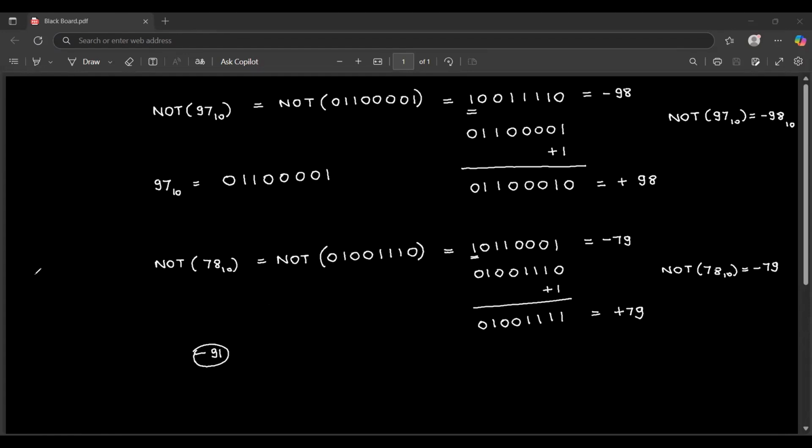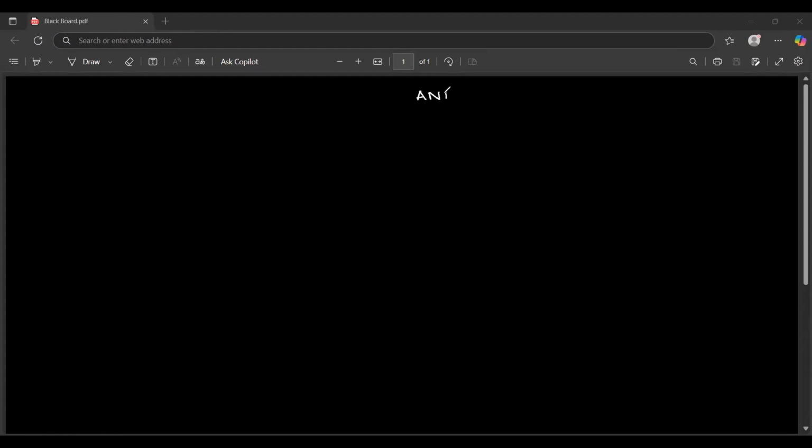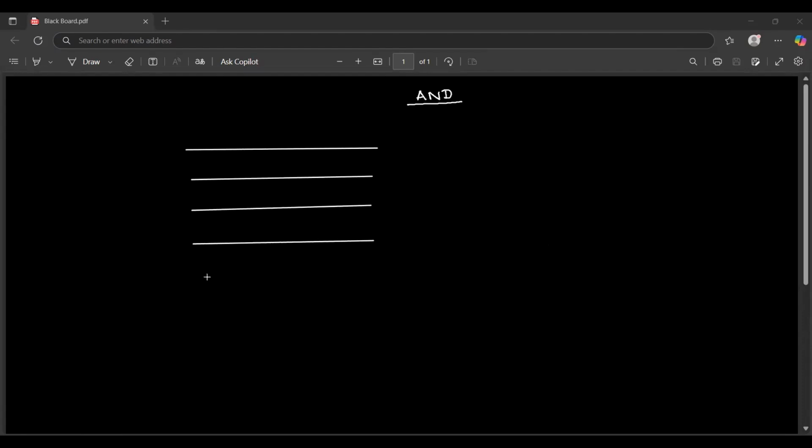Okay, now let's talk about and. And is a little bit different from not, because in not you just had one input bit. But here you need two input bits. So what this means is you have a logic table. Actually, there is a table for that. In that table we have four rows. So let's say we have the bit A, and let's say we have the bit B. So and can be represented as A dot B. So it's pretty straightforward.